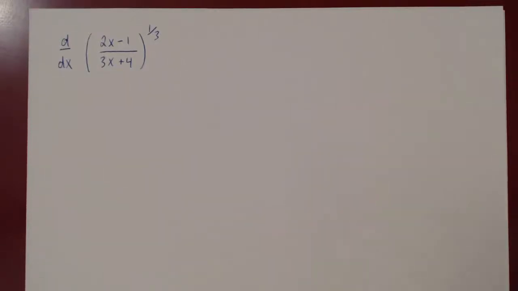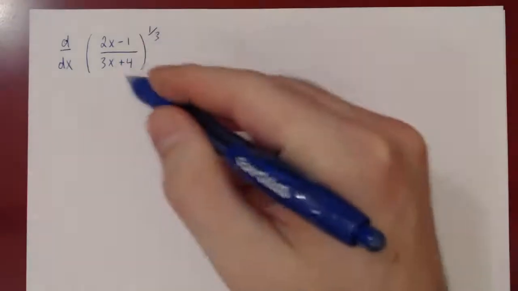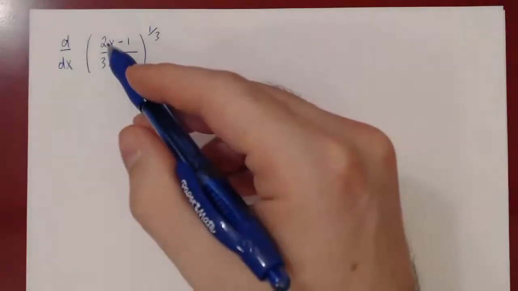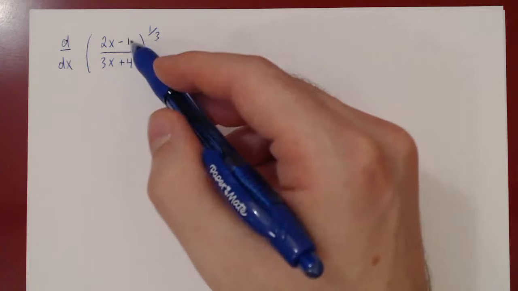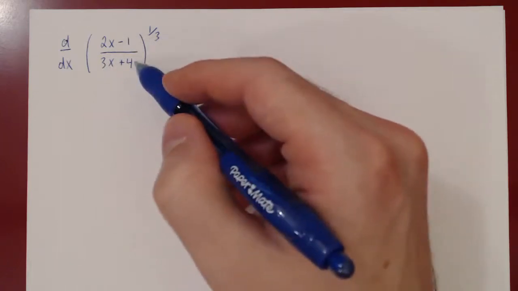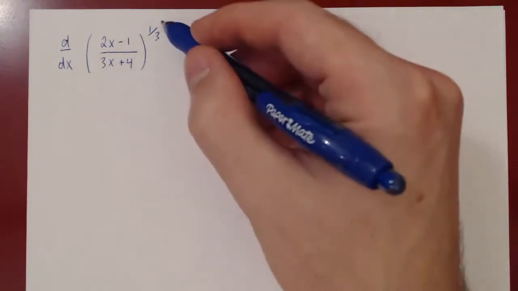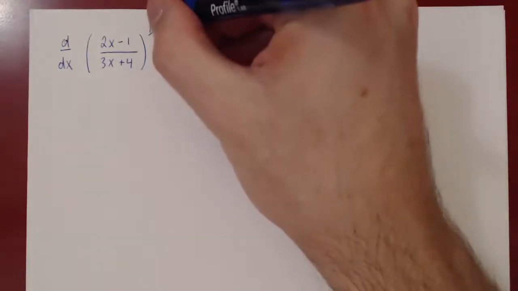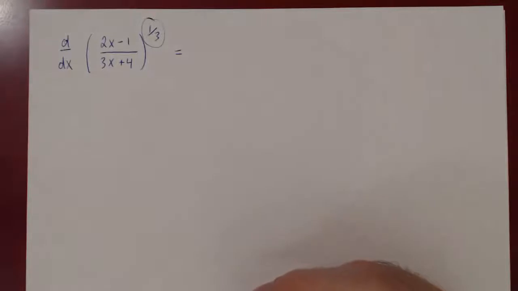Again, think of it as if I give you a value of x and you evaluate the function, what is the last thing you would compute? Well, you would do first 2 times x minus 1, then divide by 3x plus 4, and then you would take the cube root, the power of 1/3. So the outside function is 1/3.